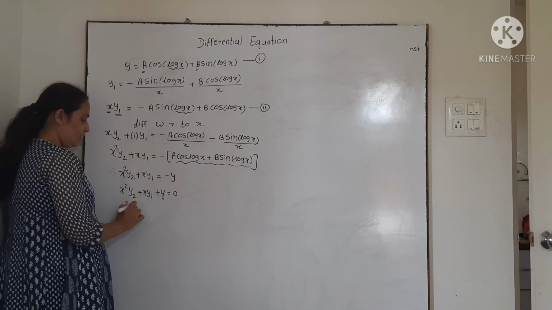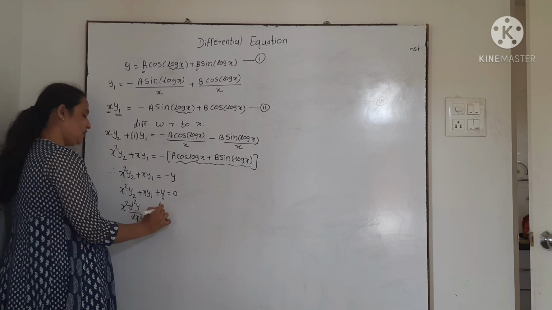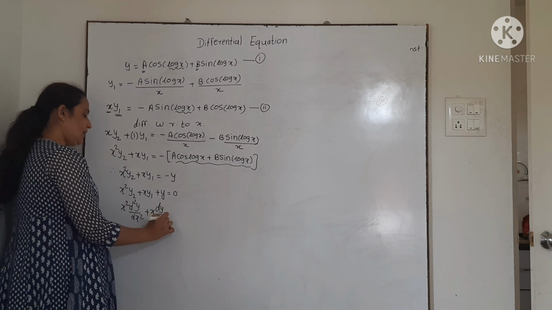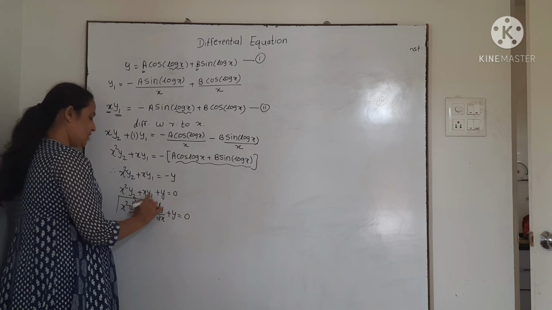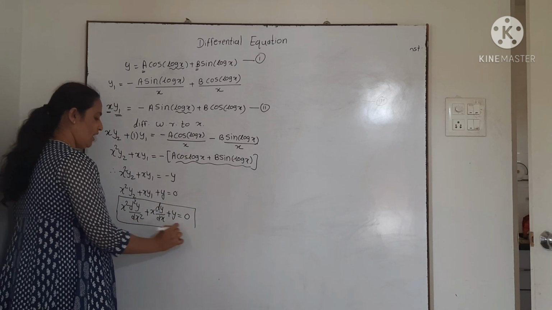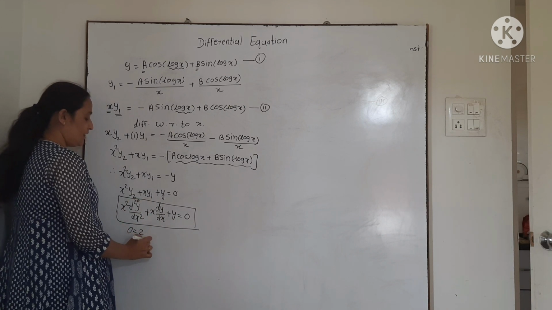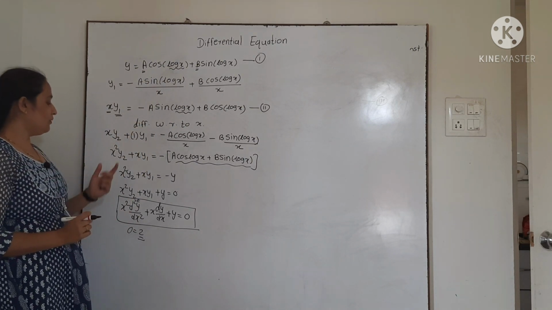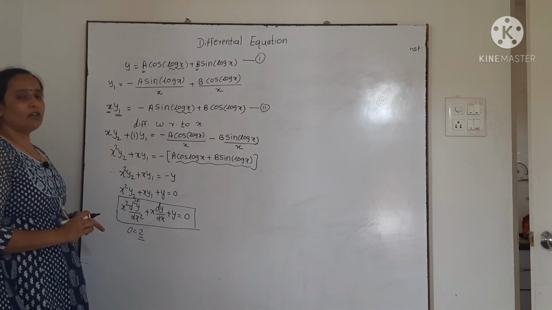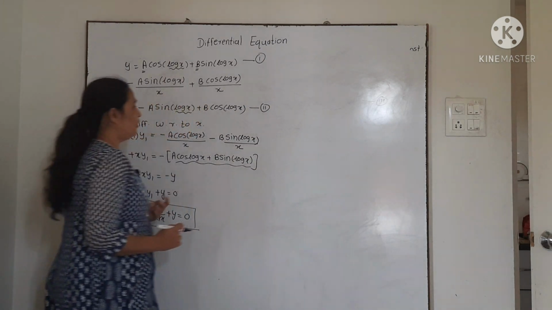Some people may write the equation as x square into d2y by dx square plus x into dy by dx plus y equal to 0. This is the differential equation. And if you see, the order of this differential equation is 2, that is nothing but equal to the number of arbitrary constants in the solution. This is the method of substitution.